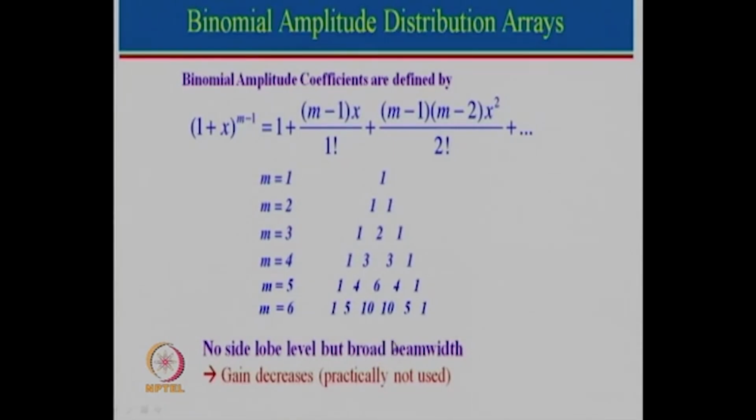So, the amplitude ratio changes drastically, and that is why the power fed to the end element is very small, and if the end elements are not getting power, it is almost equivalent to having a lesser number of elements. So, yes, we do not get any side lobe levels, but the beam width becomes very broad, gain decreases, and hence practically binomial distribution is not used.